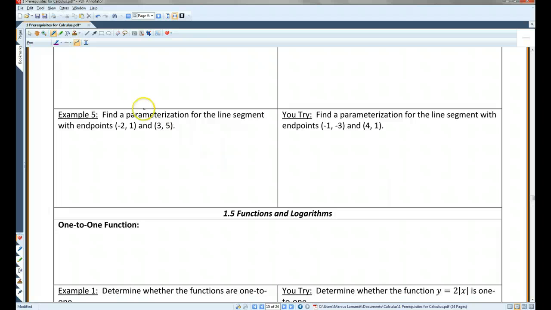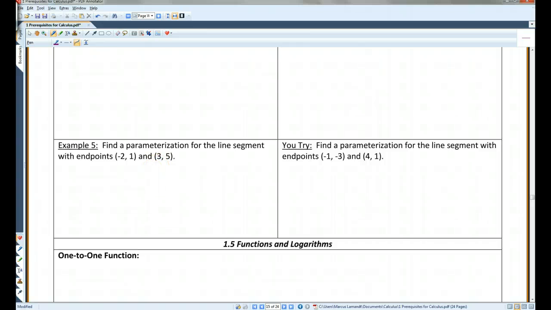Okay, find a parameterization for the line segment with these endpoints. Alright. We're going to make this our t equals 0 and t equals 1. If this is when t equals 0, then x equals negative 2 plus some number times t. And this works because when t equals 0, x equals negative 2, which is what we have here. Likewise, y equals 1 plus some number times t, and once again when t equals 0, y ends up being 1. So this works for this point.